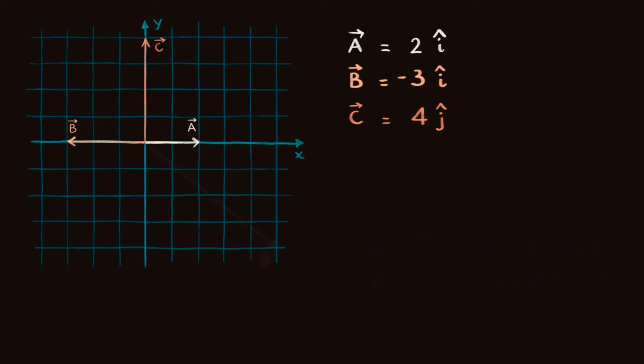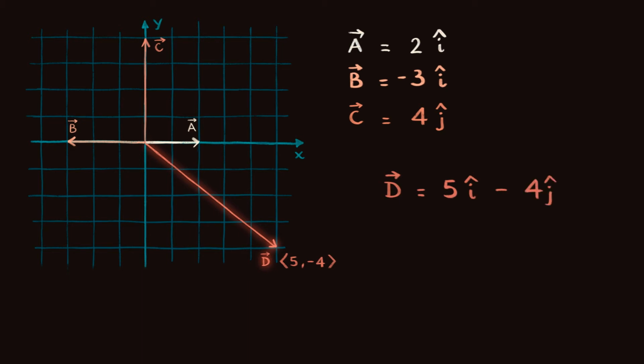Now let's look at this vector D. From the picture, we can see that to draw vector D, we need to go 5 steps along the x-axis in the positive direction, and then 4 steps along the y-axis in the negative direction. Therefore, the ordered pair that describes our vector D is (5, -4), and the unit vector format for vector D is D = 5i - 4j.